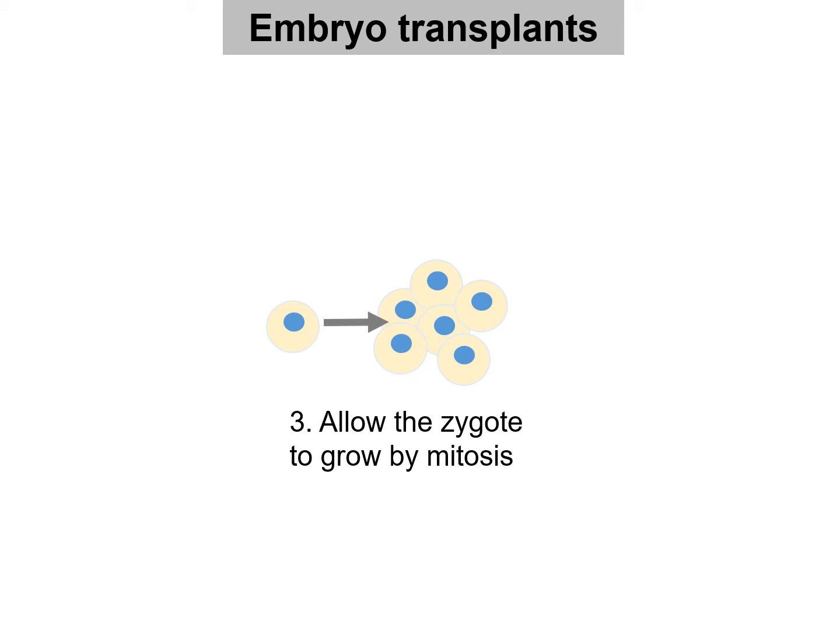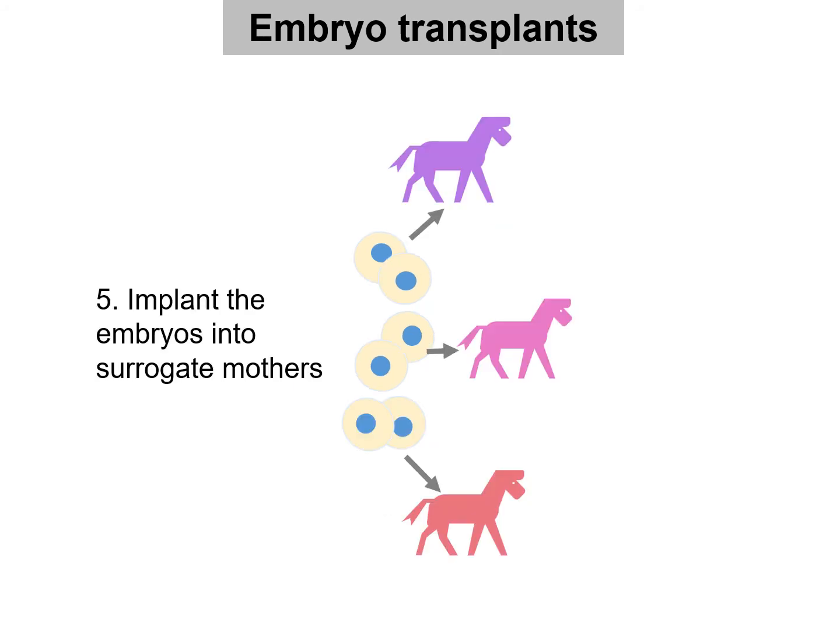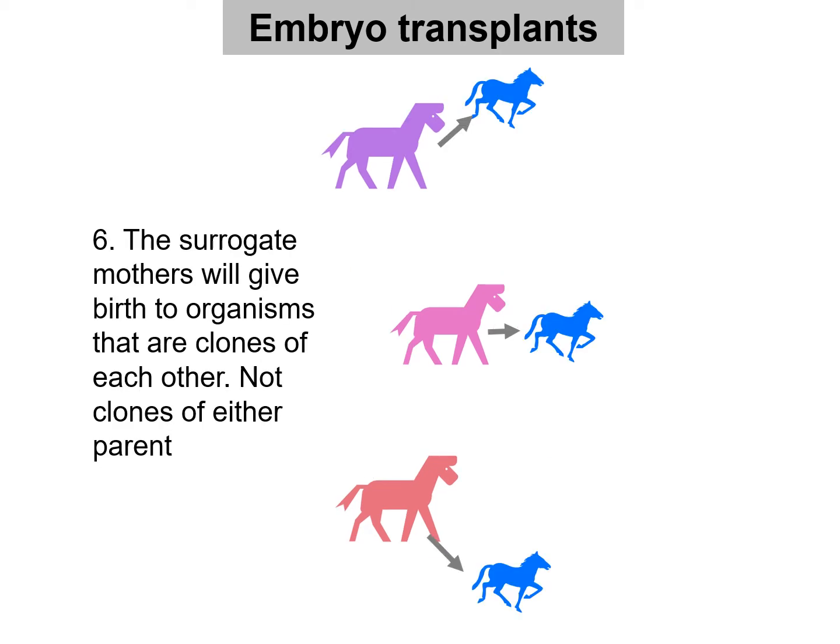This means that all the cells are the same in the zygote. We then divide the embryo into smaller groups of cells, and we implant those groups of cells into new surrogate mothers. These surrogate mothers can be the same species, but they can also be slightly different species. In this case, the embryos then grow into new organisms. The surrogate mothers will then give birth to organisms that are clones of each other. However, they will not be clones of either parent.